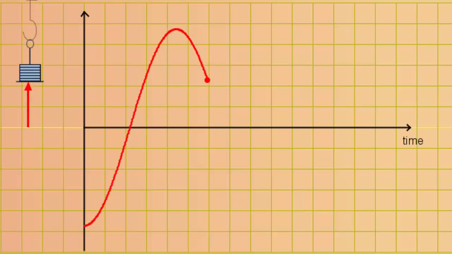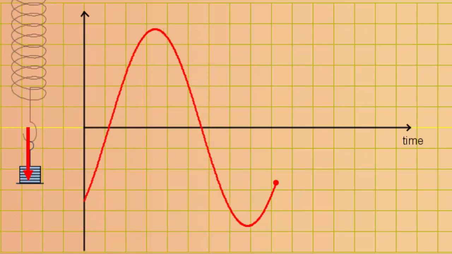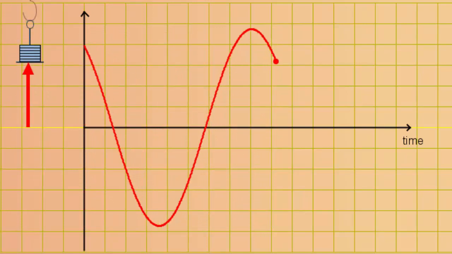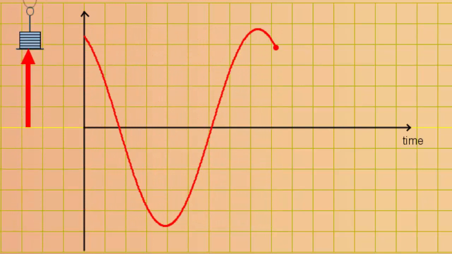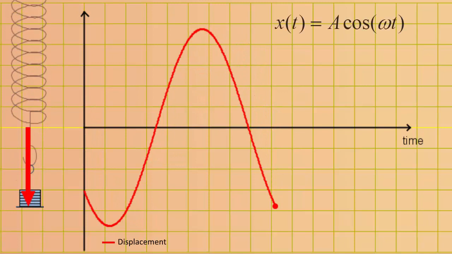In the first video on oscillatory motion, we looked at the displacement of an oscillating object and derived a formula to describe its displacement from its equilibrium position. This formula is the amplitude of the oscillation, or its maximum displacement, multiplied by the cosine of the angular frequency and time. In this video, we will derive its velocity and acceleration.